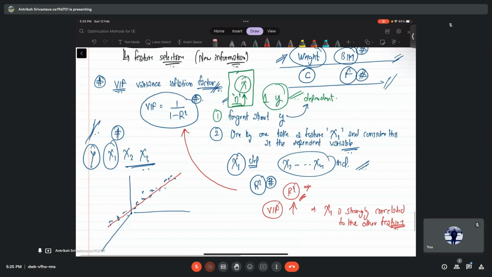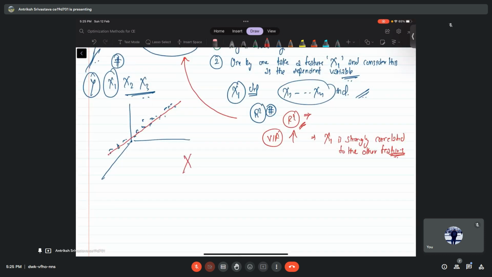If you are getting confused, let me just write: x1 is this feature, x2 is this feature, x3 is this feature. x1 is a feature which is varying. For different data points, x1 is different. So it is a vector, it is not a single value.